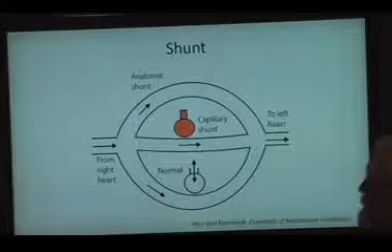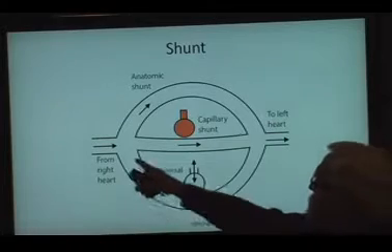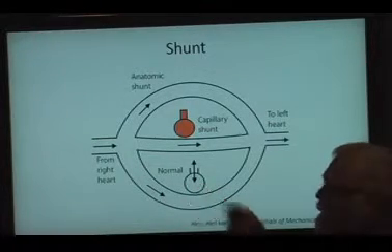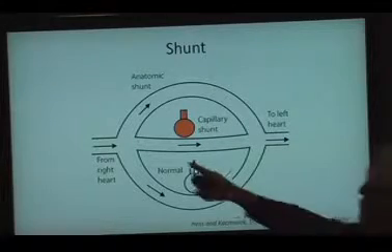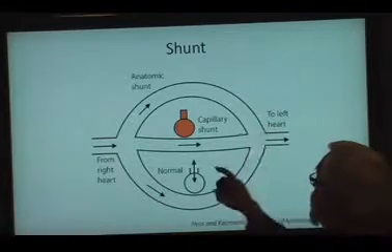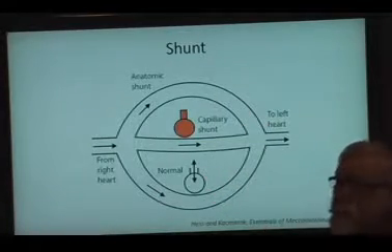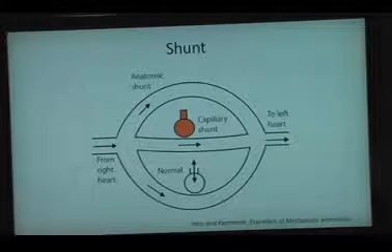So shunt is of two types. Normally what happens is the blood flows past ventilated alveoli. We can have blood which flows from the right side of the heart to the left side of the heart and bypasses the lungs completely. And that is called an anatomic shunt.